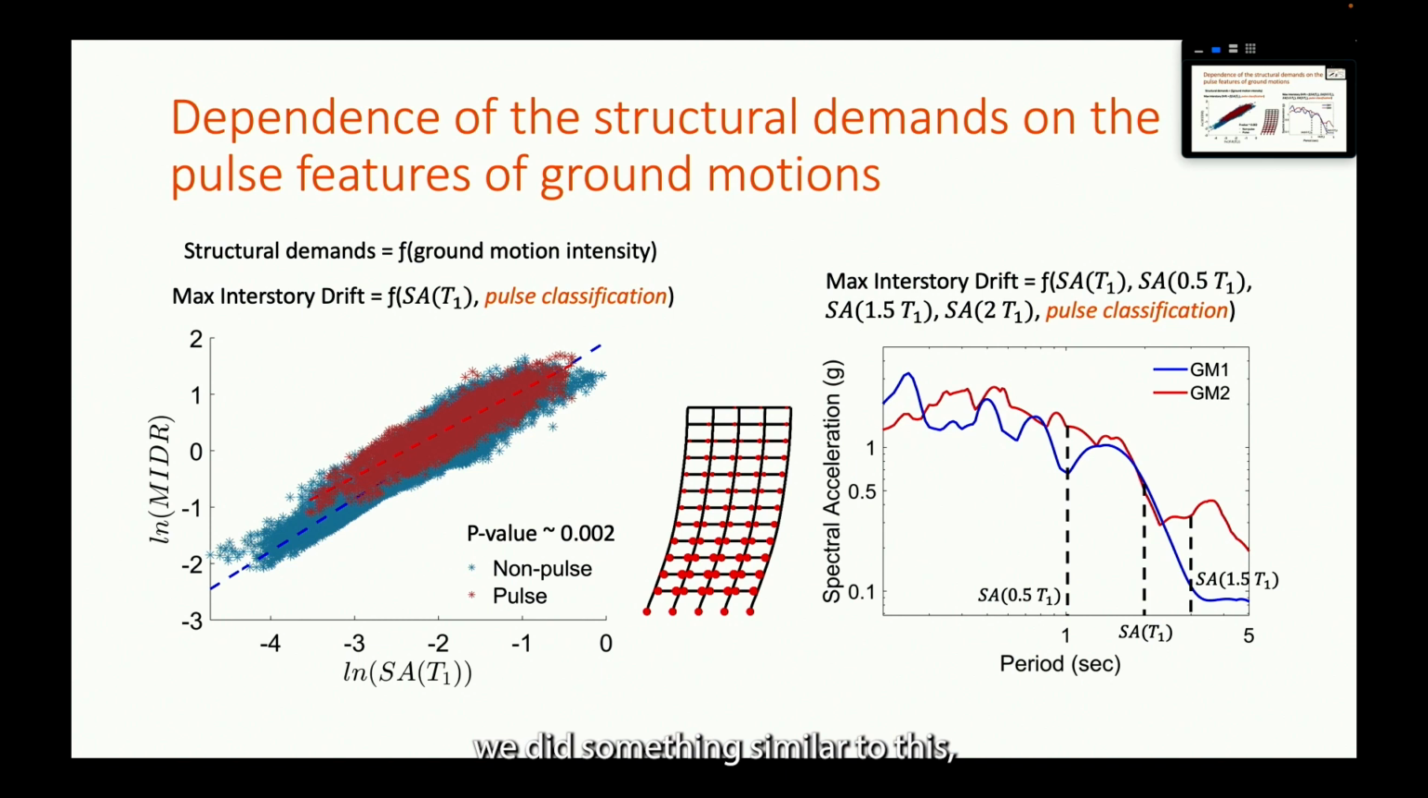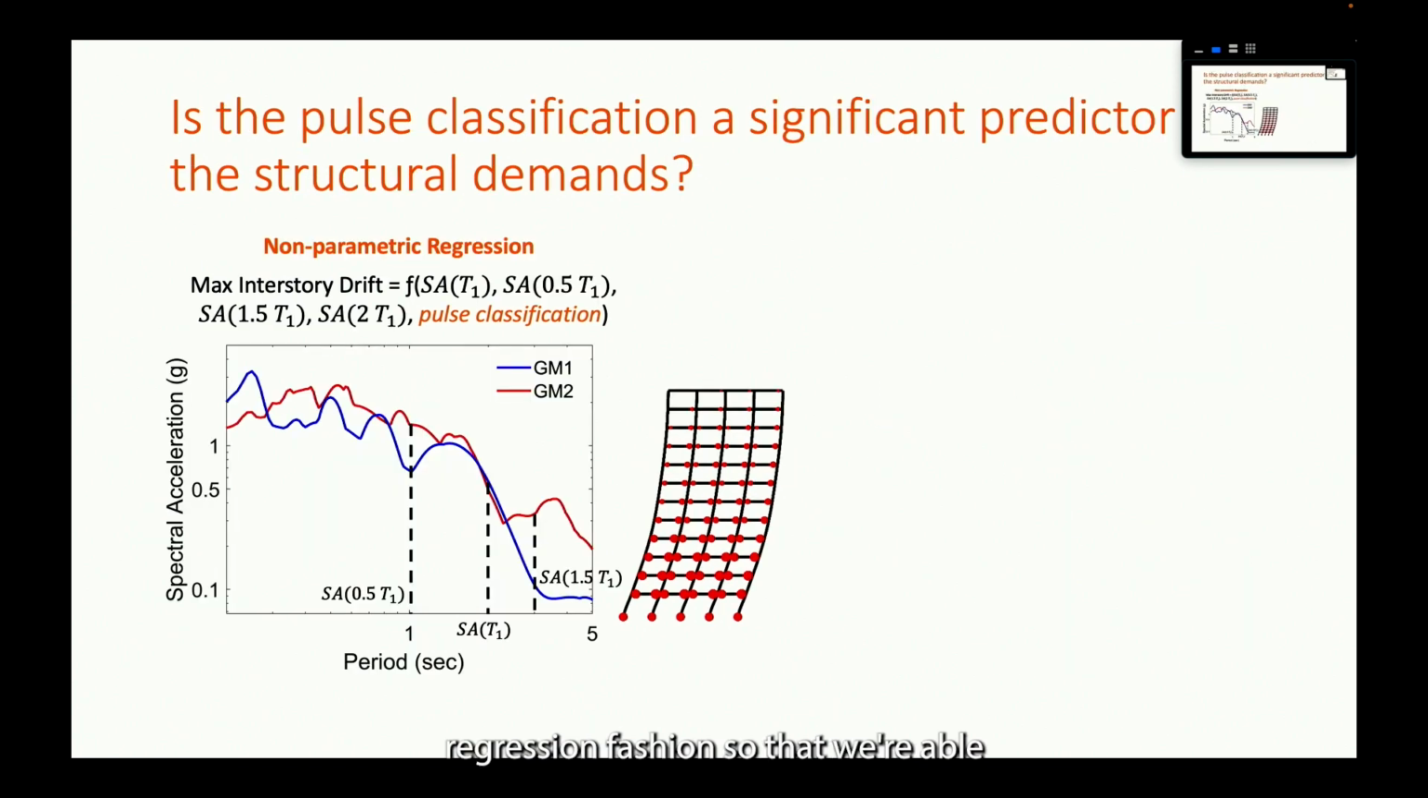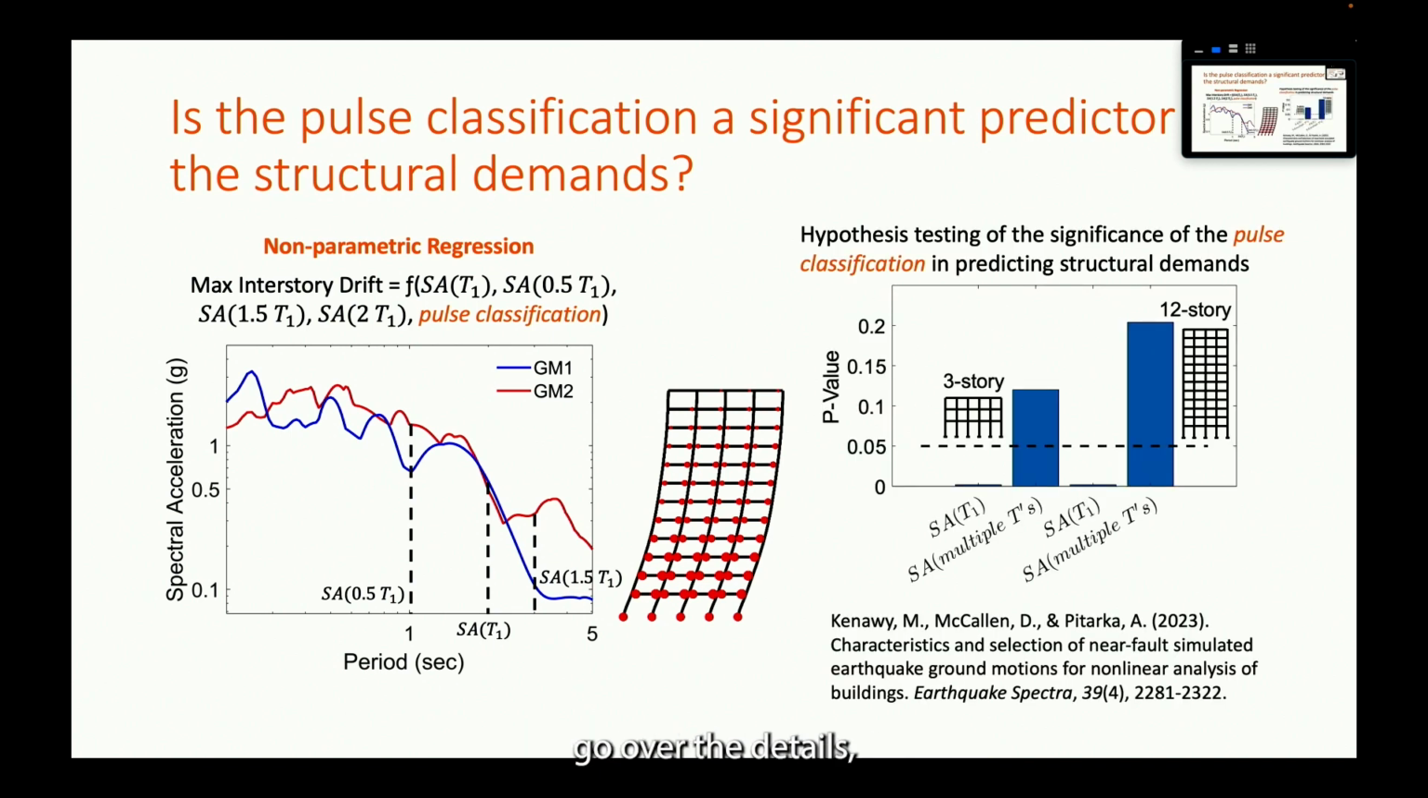So in this case, we did something similar to this, I'll call it one-dimensional regression, but we did it in a non-parametric regression fashion, so that we're able to see whether or not the pulse classification matters when you're actually looking at the full spectral shape, or at least a substantial portion of the spectral shape, and its influence on the structural demands in buildings. And you'll have to take my word for it, because I'm not going to go over the details, but you can go to the paper and look at them. It turns out that when you actually look at the full spectral shape, as you would expect, the pulse classification doesn't actually matter for those particular experiments that we conducted.